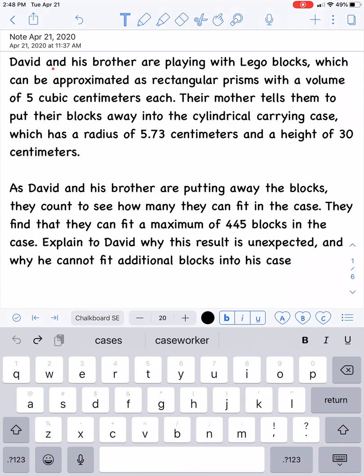David and his brother are playing with Lego bricks, which can be approximated as rectangular prisms with a volume of 5 cubic centimeters each. Their mother tells them to put their blocks away into the cylindrical carrying case, which has a radius of 5.73 centimeters and a height of 30 centimeters.